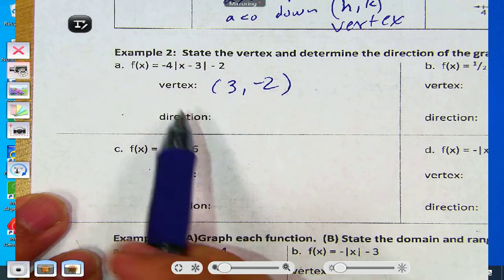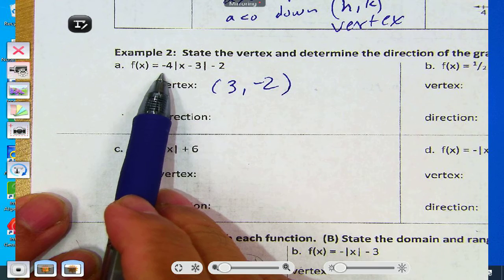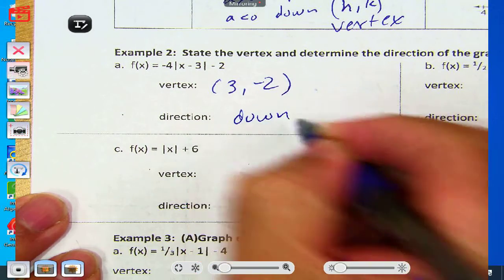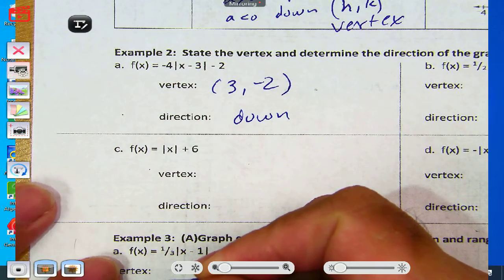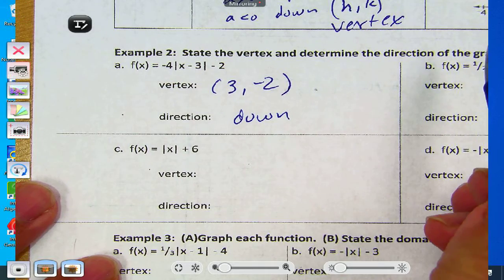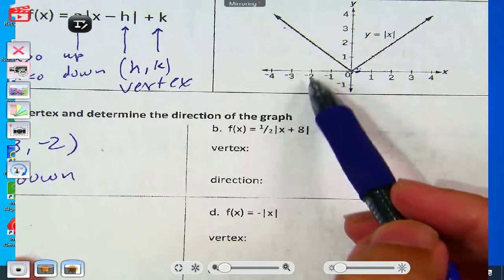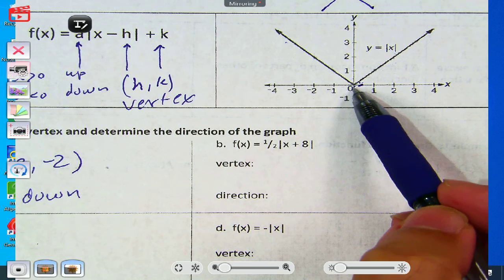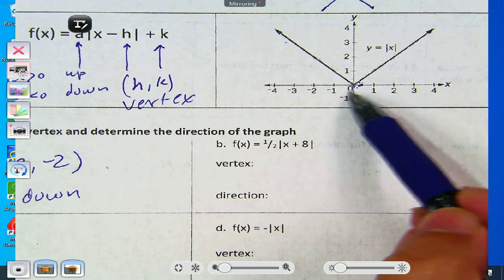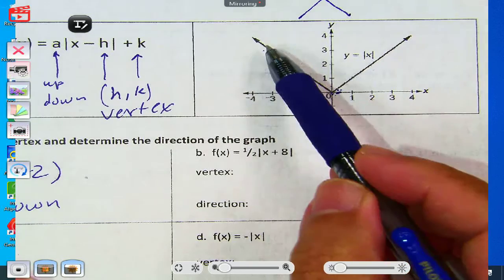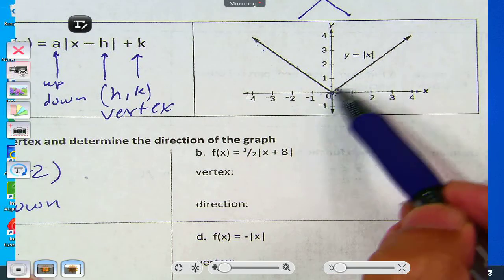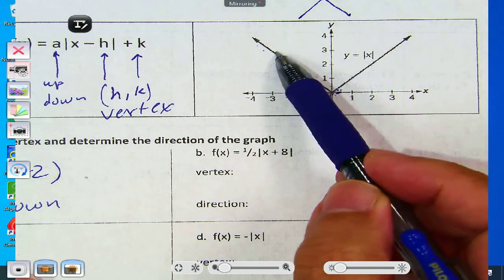For the direction, you look at the number in the front. This is negative, so that means it is opening downwards. So you just write down. We say the direction is down. Once you get the idea of opening up or down, then you'll be okay with it. So don't use the word point down, because this is like pointing down. Do you understand? I think you'll get confused if you say it points downward, because this is pointing down, but we say it's opening upward.